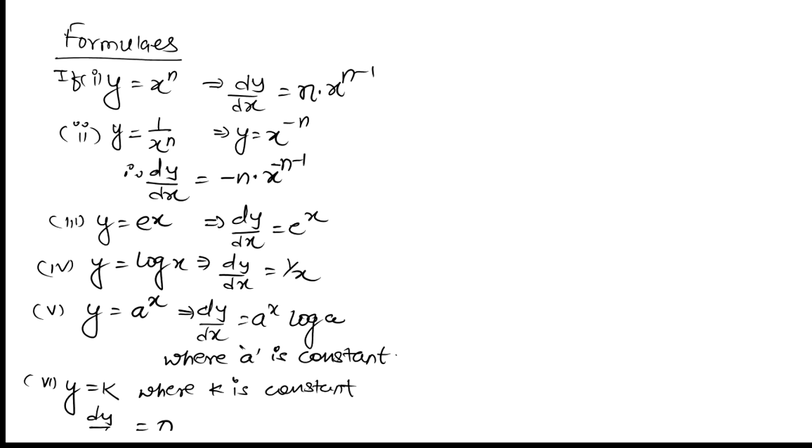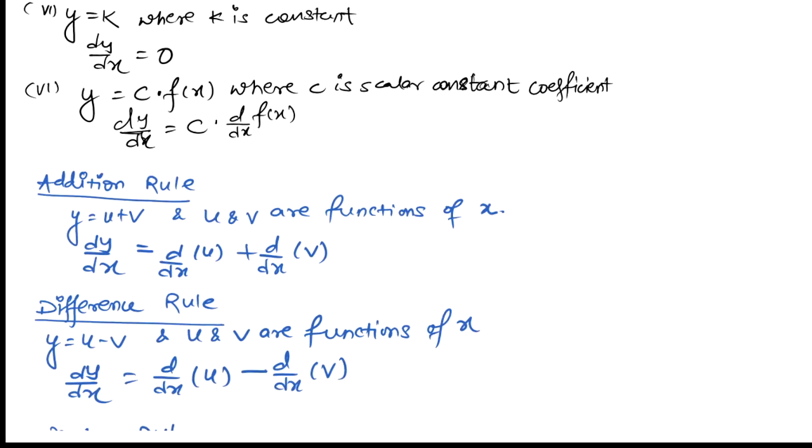Next, y is equal to a to the power x, then its derivative is a to the power x into log of a, where a is any constant. Constant means it does not contain a variable. So it can be 5, it can be 7, it can be m, it can be anything. Now if y is equal to k, where k is a constant, then what would be its derivative? It is 0, because it does not contain any variable x, so there won't be any change.